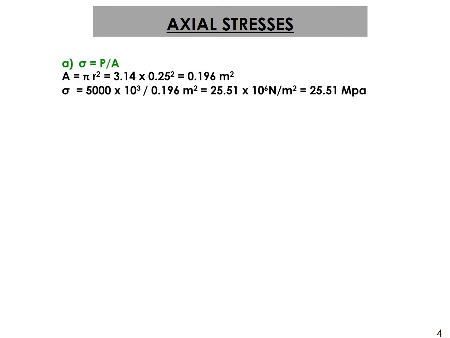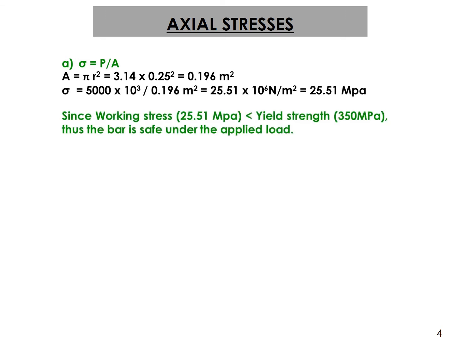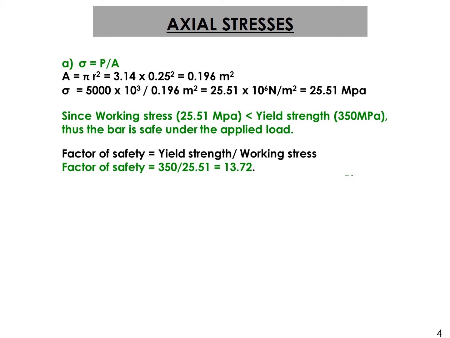Now stress, axial stress, that's load per unit area of the circular cross section, we know pi r square, and the stress comes out to be 25.51 megapascal. Now this stress is to be compared with the yield strength. You can see it's quite safe because our working stress is 25.51 megapascal and the yield strength is 350 megapascal. It's quite safe. That safety can be ensured if you find the factor of safety also.